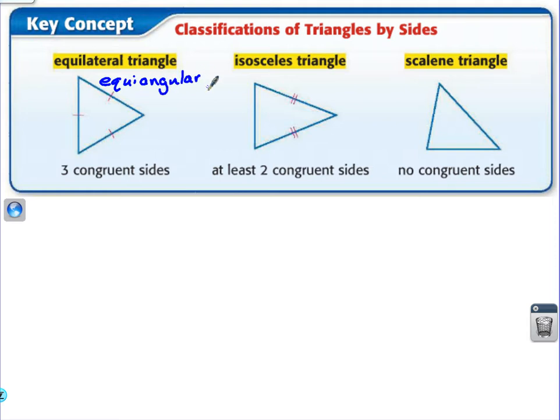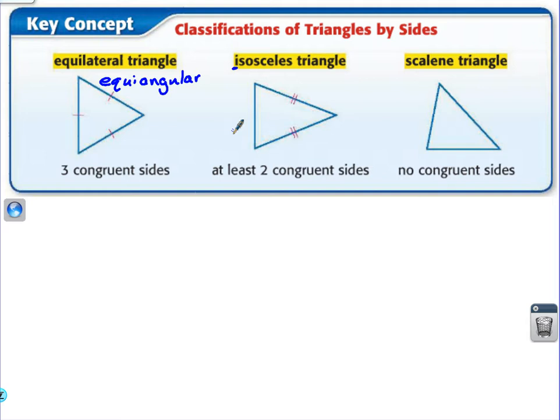But if we're describing its sides, equilateral describes all 3 sides being the same. Equiangular describes all 3 angles being the same. But in essence, it's the same thing. An isosceles triangle has 2 equal sides, the same, and I call it an isosceles.